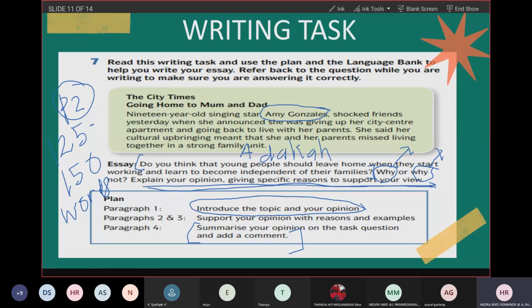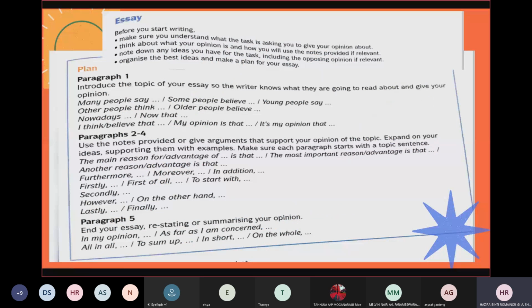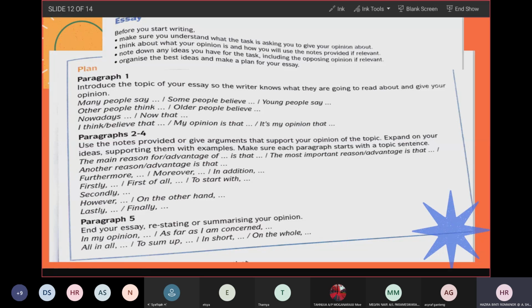Okay, next. Okay, this one is another guideline for you. You can refer to your textbook. I'm not sure which page, but if I'm not mistaken, it's at the back of your textbook. All right, the page is, let me write. Page is page 183. All right, this is more details. Dia dah plan dekat awak more details. Cuma dia ada additional paragraph 5. Just now is stop under paragraph 4. 4 or 5, it doesn't matter.